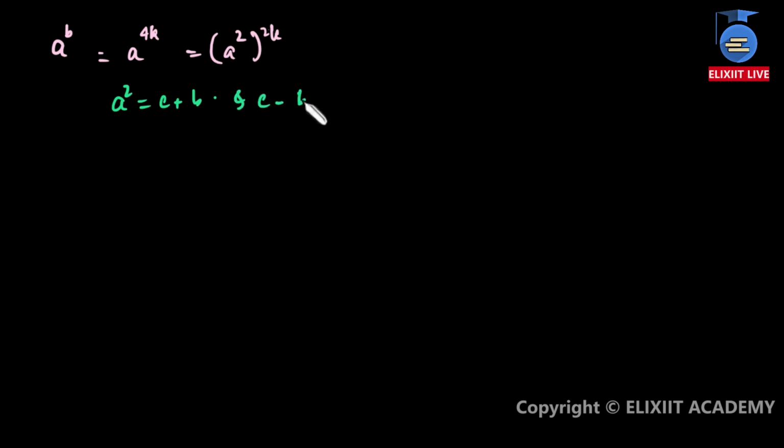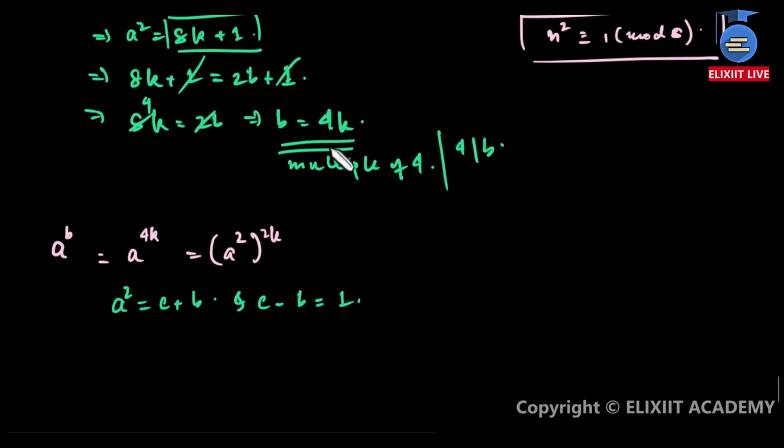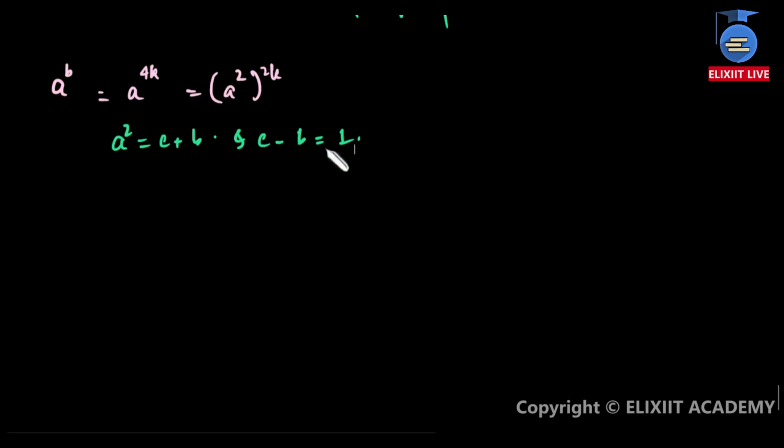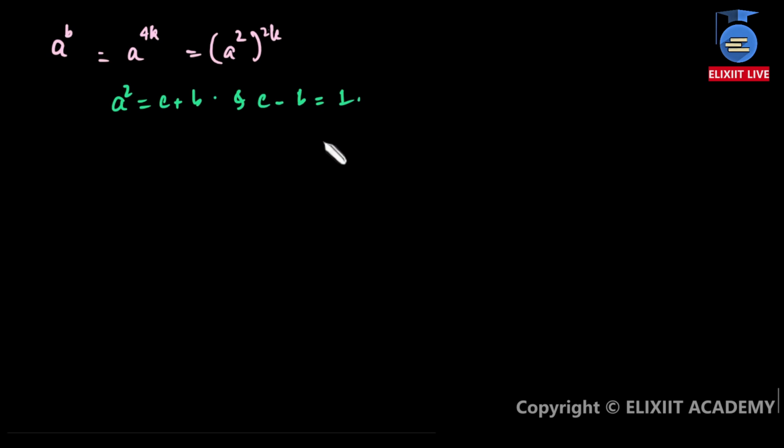Let's see from here. We can write this in terms of a square whole to the power 2k, right? So we have this relation, a square is c plus b, and also c minus b is equal to 1. These are given over here, right? So let's solve for a square. You need the simplified version of a square in terms of a single value.